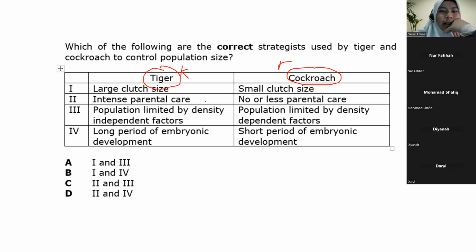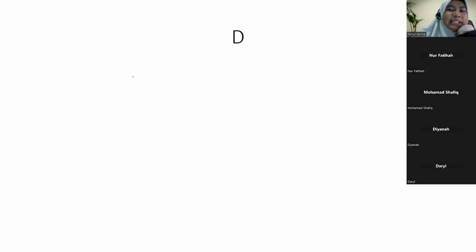Okay, so once you know, then you have to look at the characteristics. So, what is the answer? Clutch size ni apa? Ingat tak? What is clutch size? Clutch size is the number of offspring. Okay, good. So, what is the answer? A, B, C, D? D. The answer is D.